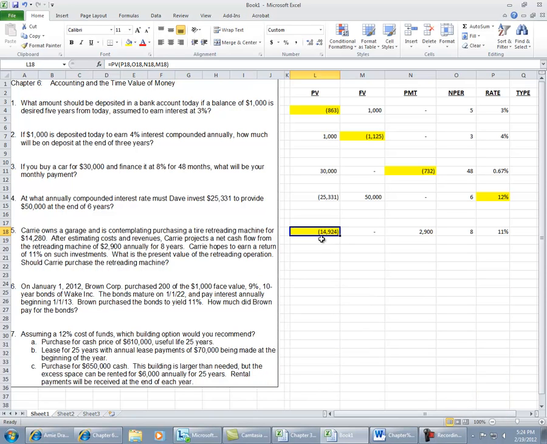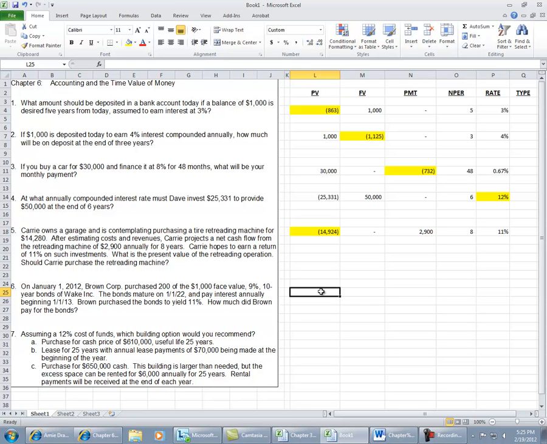And in this case, we've got $14,924 is the value of all of these payments, assuming 11% return. We would go ahead and purchase this machine because we would spend $14,280, but we would achieve $14,924, assuming 11% return. As long as this number is greater than our initial investment, we would consider that project.